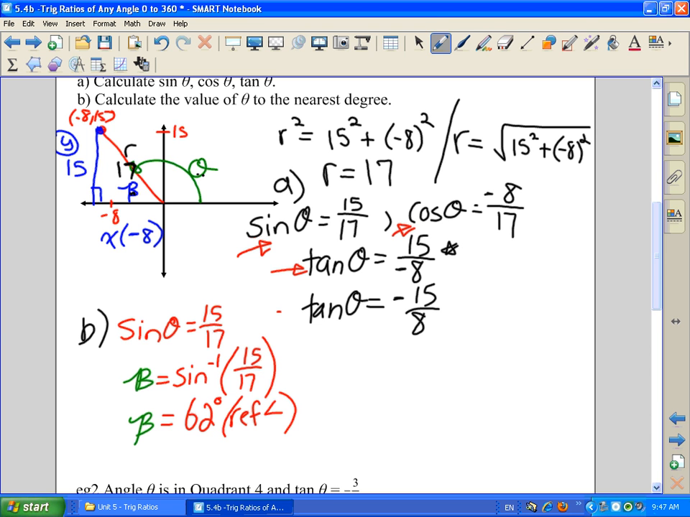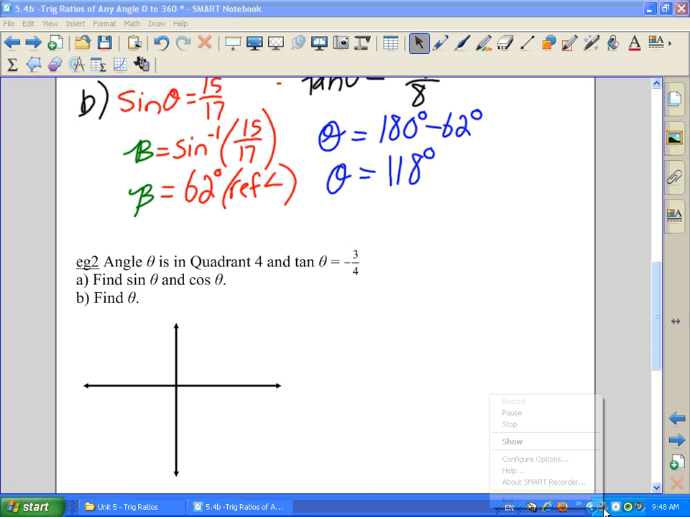Okay, and then to find theta, which is your principal angle, you're going to take 180 degrees, and you're going to subtract your reference angle, which is 62 degrees. Okay, plug that in your calculator, ladies and gentlemen, and you will get 118 degrees. Awesome. I'm just going to pause for a quick sec, and I'll be back. Sorry about that, guys. I'm back now.